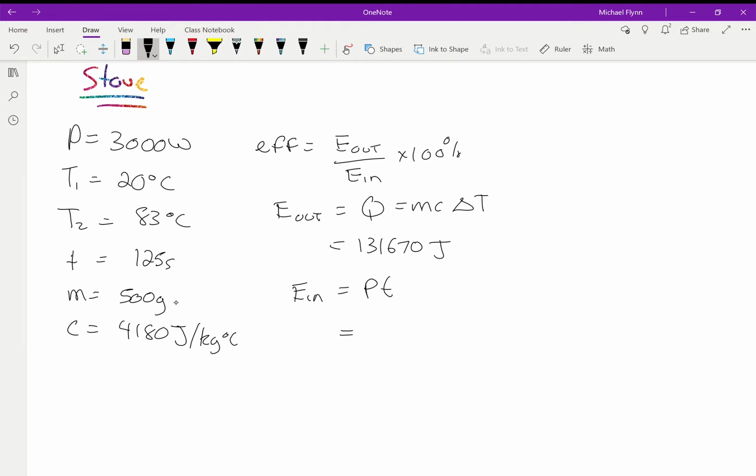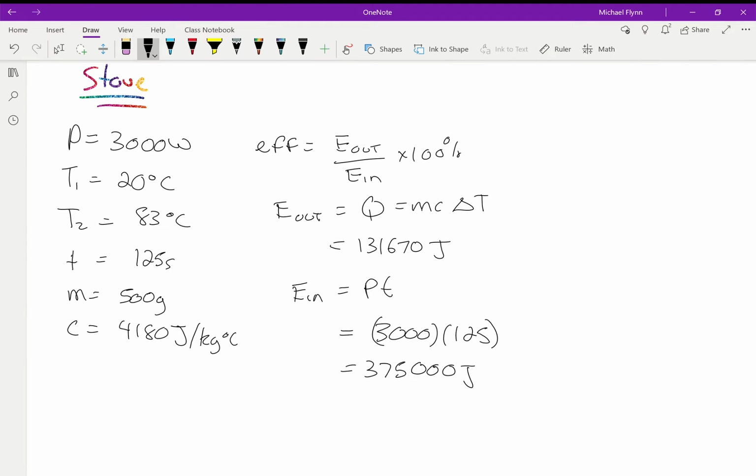So it's a 3,000 watt element. It was on for 2 minutes and 5 seconds. So that's going to be 3,000 times 125. So 3,000 times 125 is 375,000 joules. Now I notice right away the difference, right? This one, the energy in, is a lot more than the energy out.